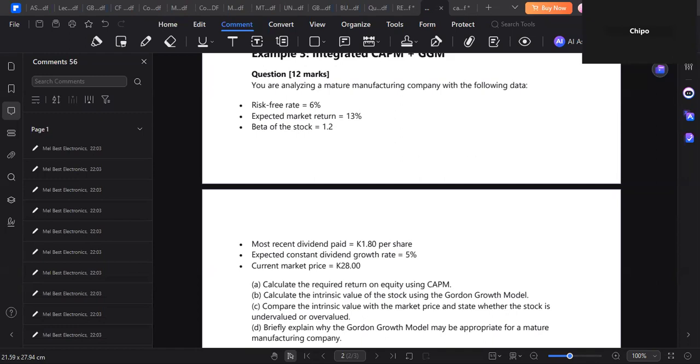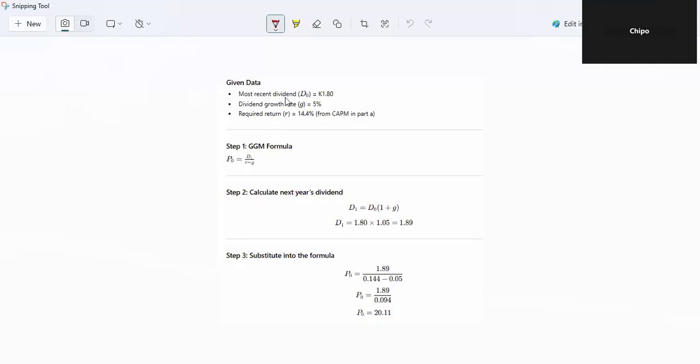P0 is equal to D1 over R minus the growth rate. Good. And we're given D1? No, we calculate D1 by D0 times 1 plus growth. Our D1 is 1.89. So we substitute it over 14.4, which we calculated from part A, the CAPM model, minus the growth of 5%. So our price of stock is what? 20.11. Is that clear?